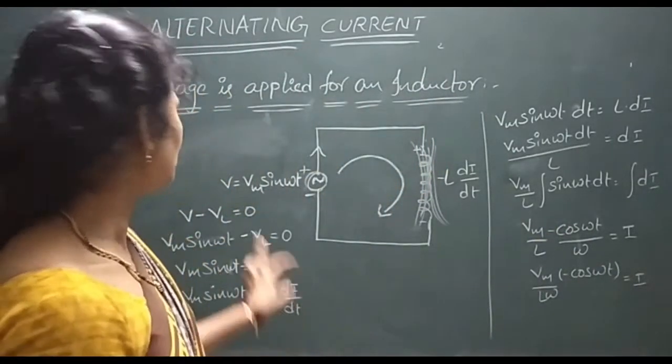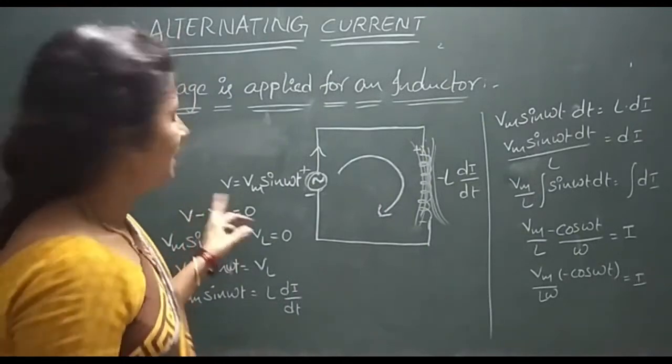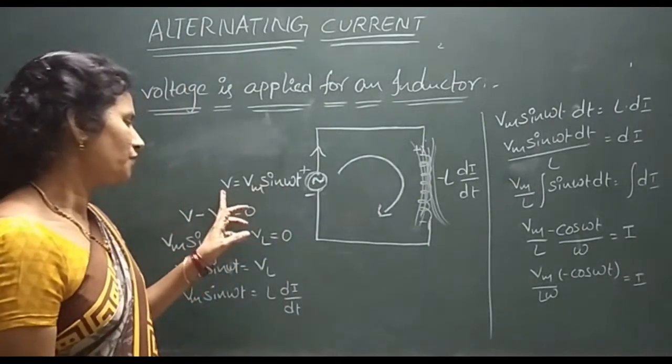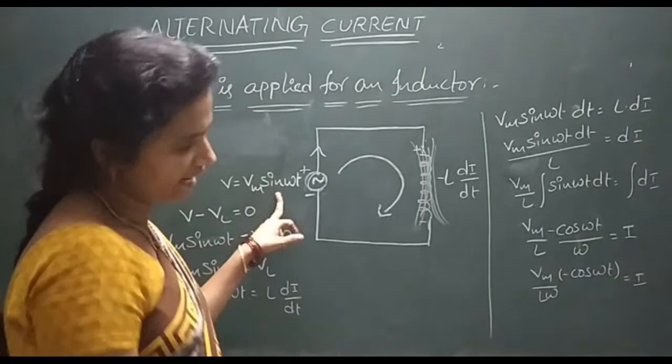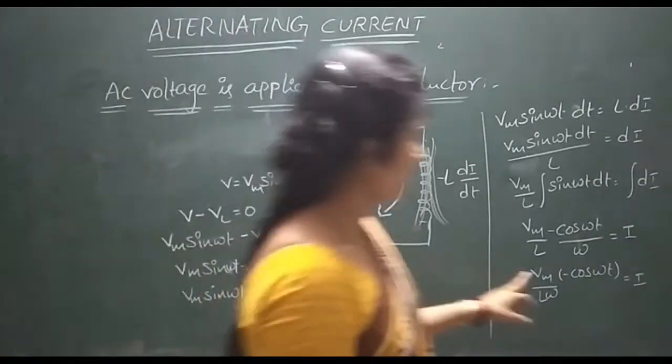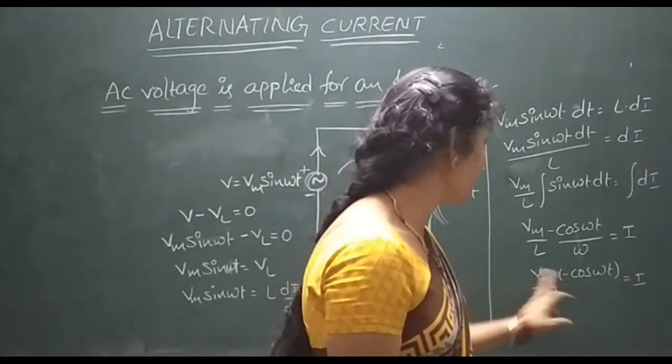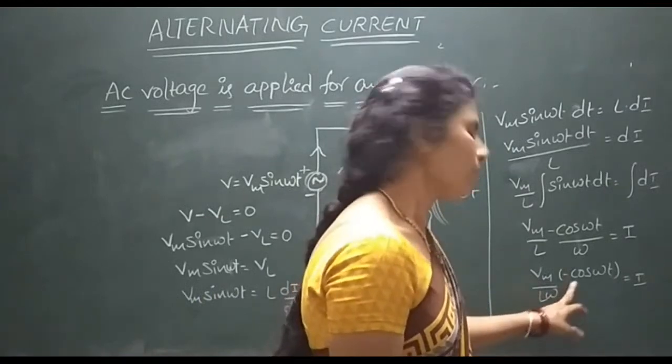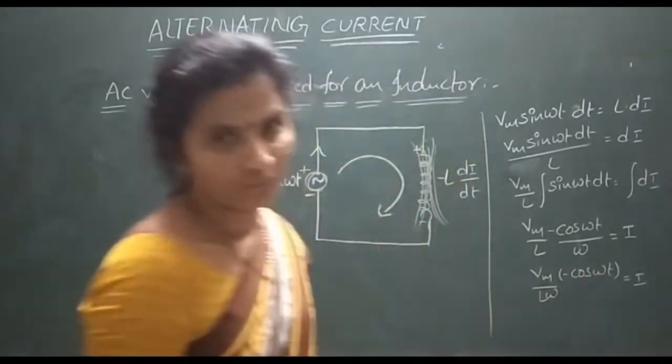Here the voltage is in sine form, V is equal to Vm sin omega t. So the current is Vm by L omega times minus cos omega t.